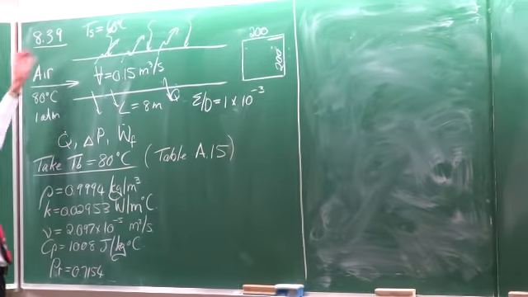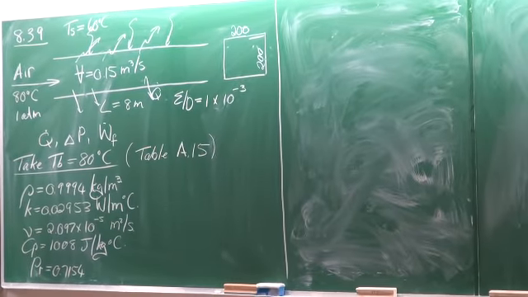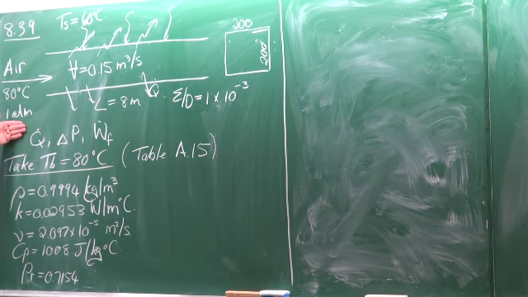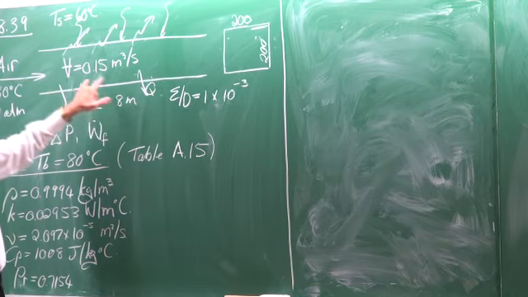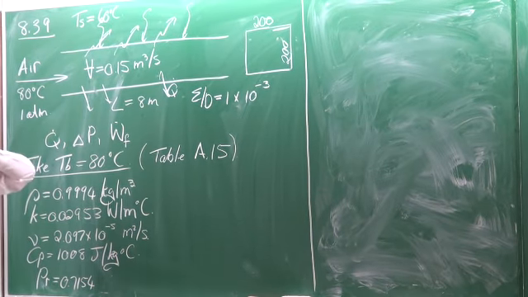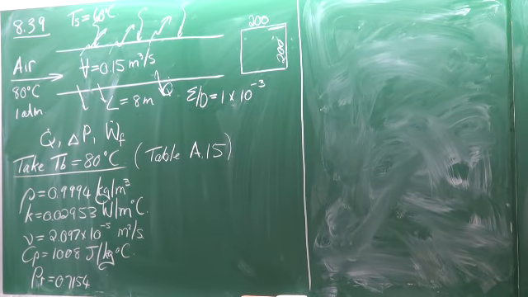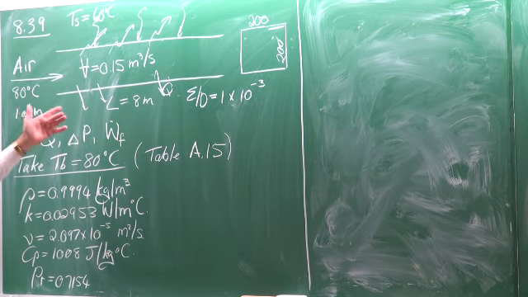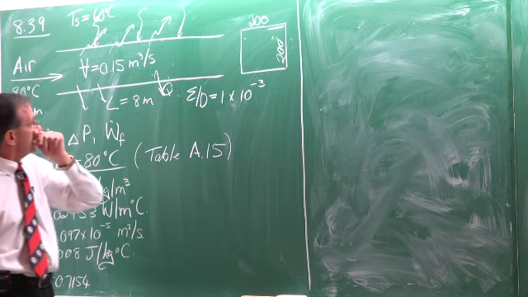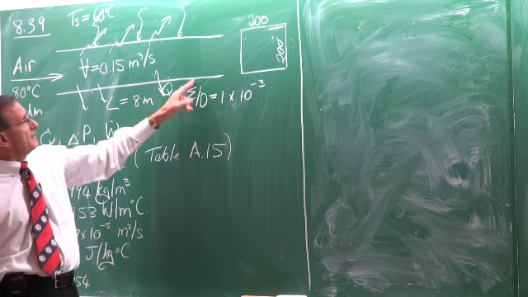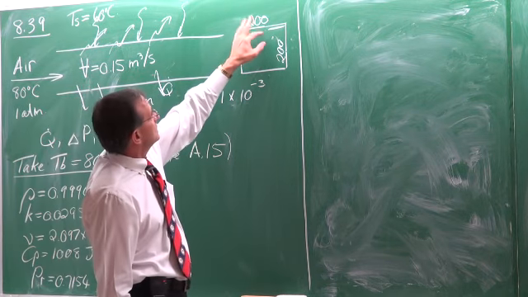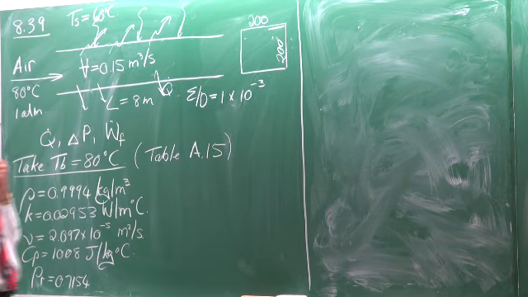It's problem 8.39 in the textbook of Cengel and Ghajar. Air, at a temperature of 80 degrees Celsius and a pressure of 1 atmosphere, flows through a duct with a volume flow rate of 0.15 cubic meters per second. The surface temperature of the duct is approximately isothermal, so it's 60 degrees Celsius. The length of the duct is 8 meters. The surface roughness is 1 multiplied by 10 to the minus 3, and the geometry is 200 millimeters by 200 millimeters.